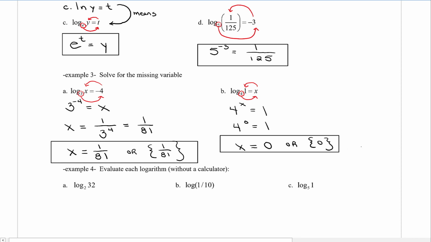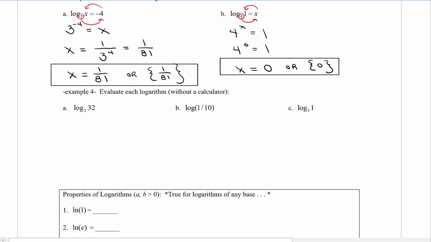Example 4. Evaluate each logarithm without a calculator. So 4a says log base 2 of 32, and it doesn't say that it equals x, but I am going to write down that it equals x in order to help me rewrite this in exponential form. So I'm going to write down log base 2 of 32 equals x. I'm adding the equals x. I'm going to circle the 2, point it at the x, and then from the x I'm going to point to the 32, and to me that would read as 2 raised to the x power equals 32.